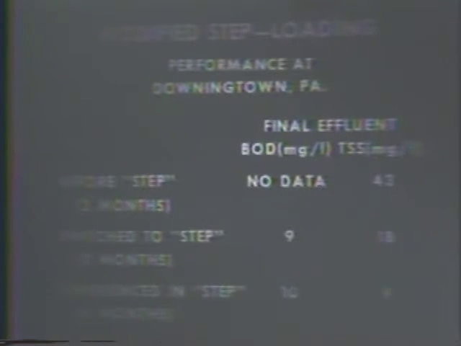Now, when they first switched to step, for 2 months, they got this BOD down to 9 and solids down to 18. And after they got a little more experience, when they shuffled back and forth, for a 6-month average, they had BODs of 10 and suspended solids of 9. It worked.